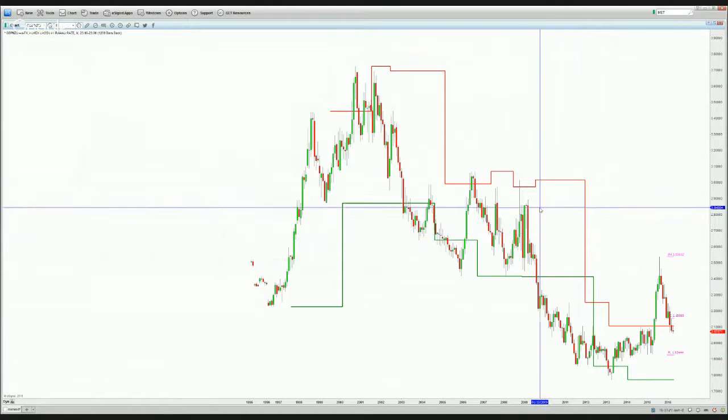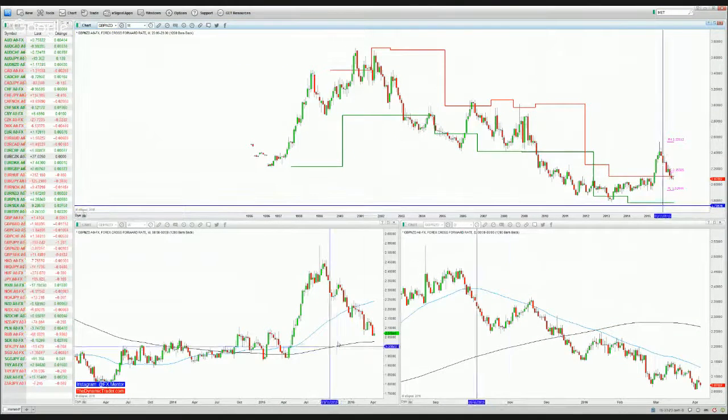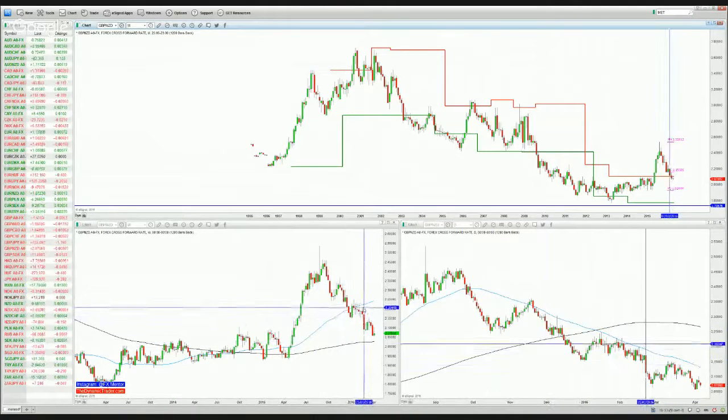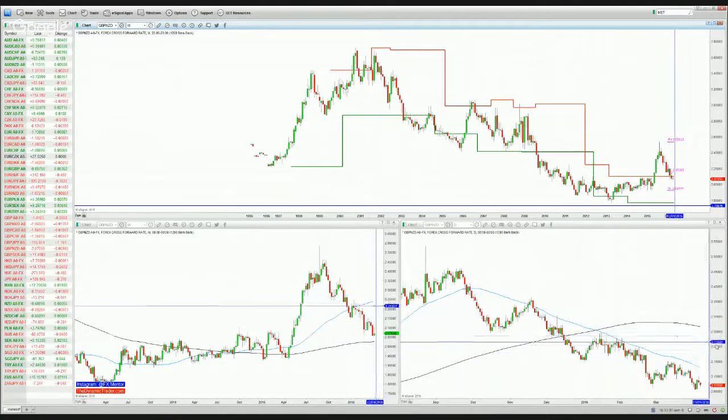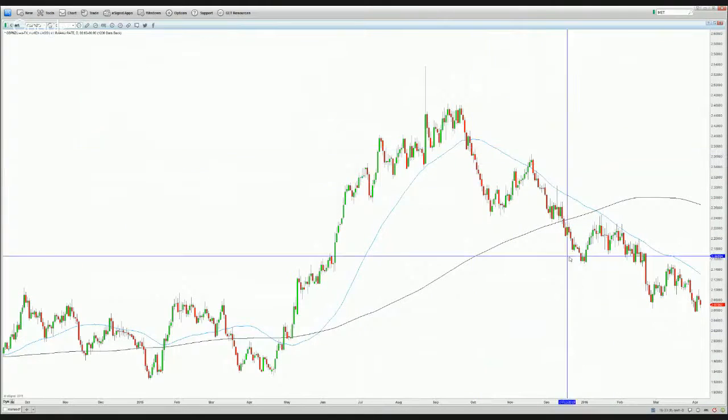I would even rather trade the pound Canadian dollar than the pound New Zealand dollar. Just not a very good looking chart. Weekly, coming towards the weekly 200, below the 50, below the 50 on the daily, below the 200. So, just not a very good looking chart. Again, pound New Zealand dollar, very messy.